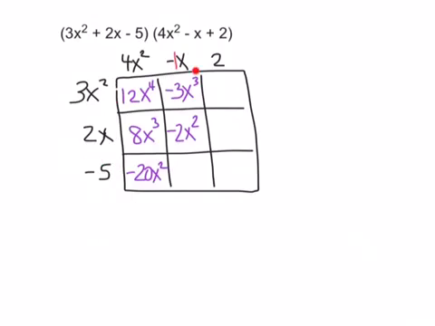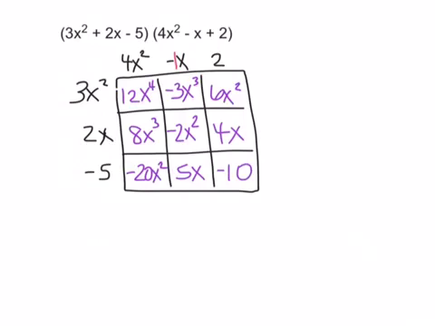Negative 5 times negative 1x. Negative times a negative is positive. 5 times 1 is 5. So we have 5x, and it is positive. 3x squared times 2. Well, 3 times 2 is 6, so 6x squared. 2x times 2 is 4x. And lastly, negative 5 times positive 2 will be negative 10.